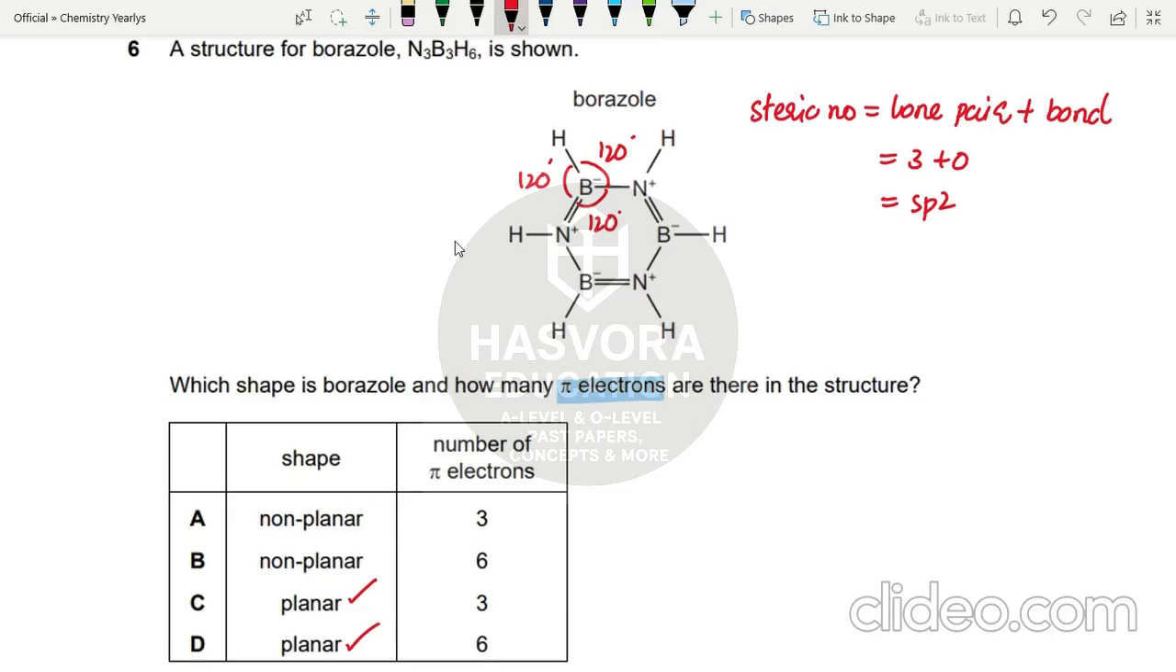So you can see there is one pi bond, one pi bond, and one pi bond. So there are three pi bonds. But how many electrons are there in each bond? There are two electrons. So it will be 2 into 3, 6 pi electrons. So 6 will be the correct answer. Okay, so you have to be careful here.